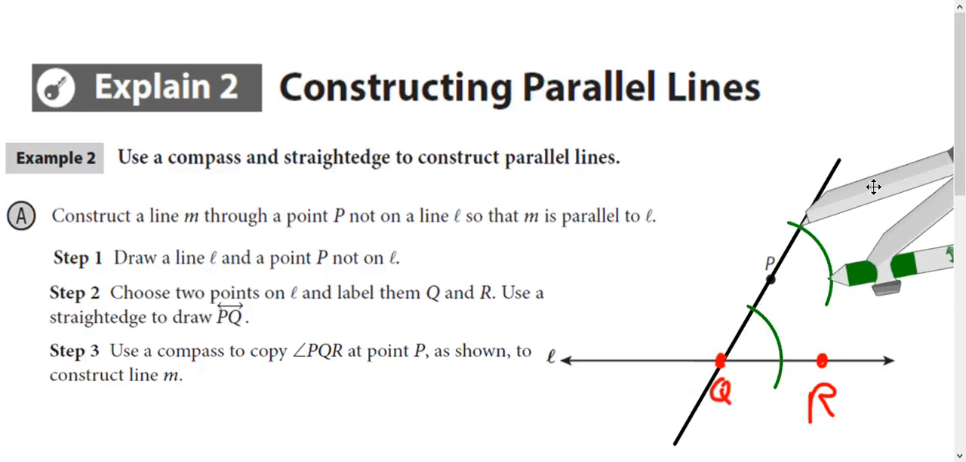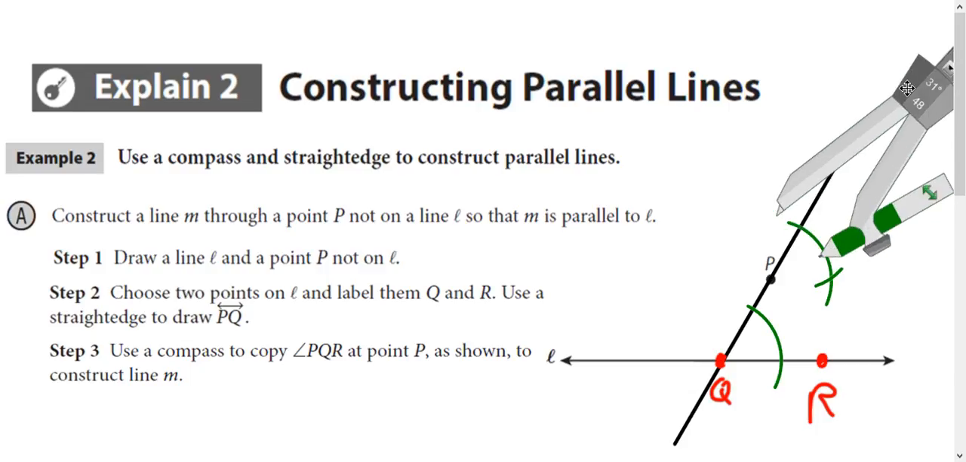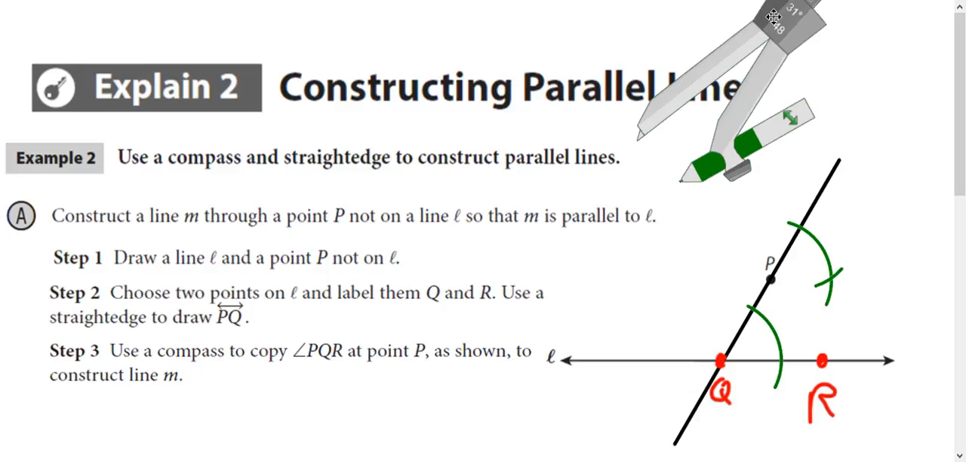And then we're going to do the same thing up here. We're going to move our point up to the top and just make our little X so that we have copied the angle. All we need now is to draw the straight line that goes from P through that little X we just created. Since we copied the angles, the angles right here are the same, which means corresponding angles are congruent, which means the lines are parallel.